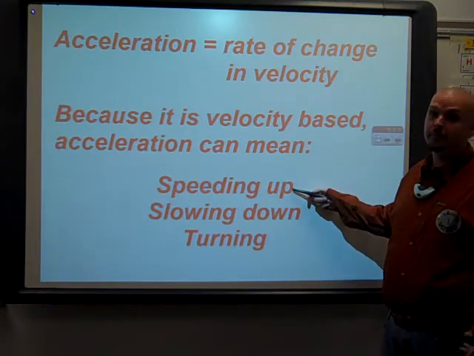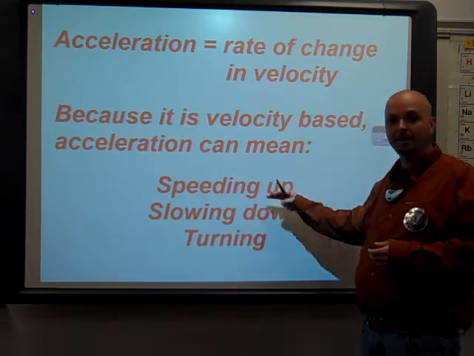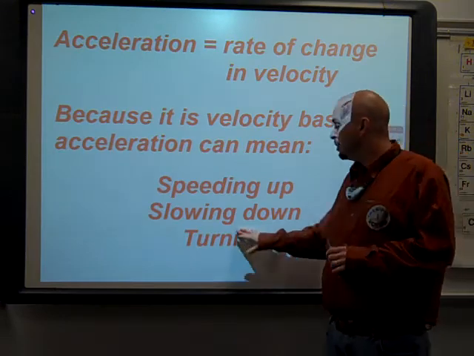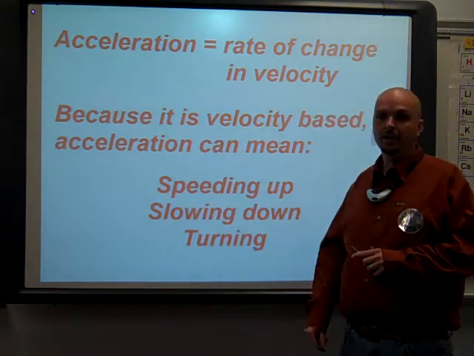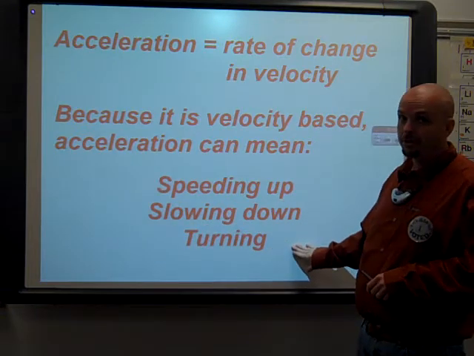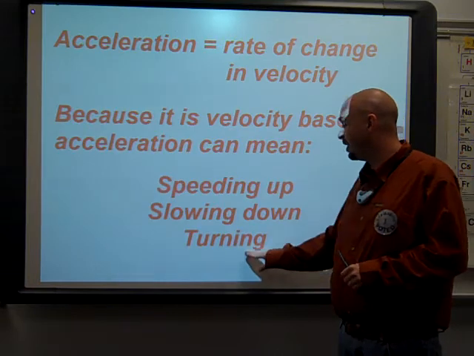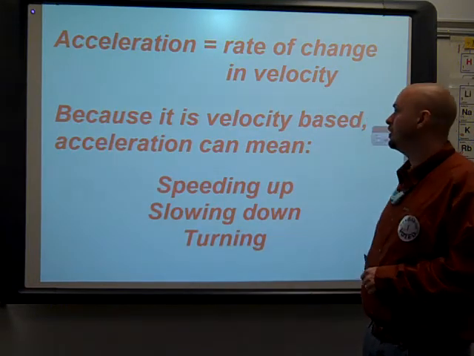We can speed something up and say it's accelerating. We can slow something down and say it's accelerating, because in both cases we're changing speed. But turning is also a change in velocity. We're changing direction, so it too has to be considered acceleration. An object turning at a constant speed is accelerating because its direction changes.